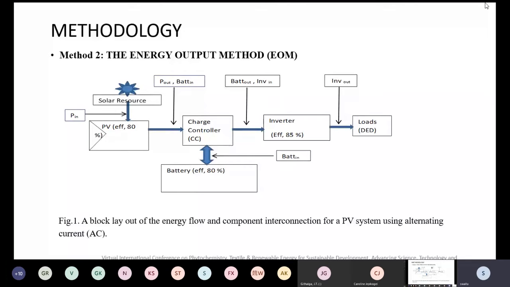Now, let's consider the energy output method. In the energy output method, we still have your daily energy demand at the end where you see the loads, and then you calculate backwards. And the question you ask yourself is, if you have to give an output equivalent to the daily energy demand, assuming that the inverter has an efficiency of 80%, how much energy will you put into the inverter so that you can extract energy from the inverter equivalent to the daily energy demand that will go to the load?